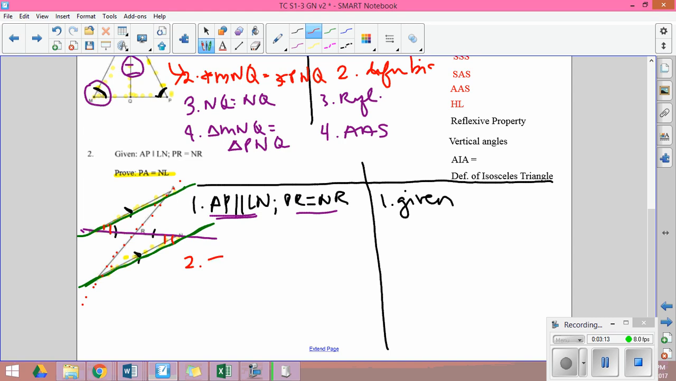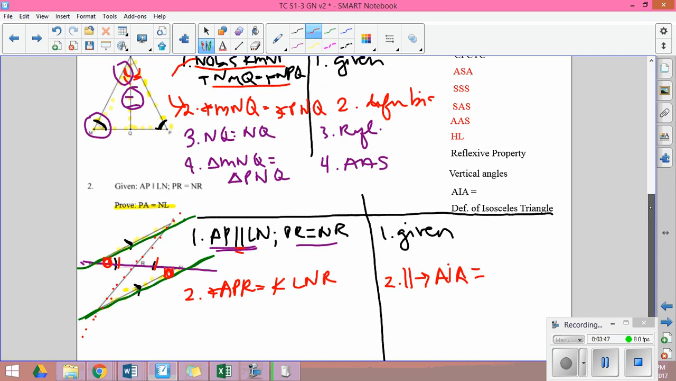I'm going to say that angle APR, that's this one, is equal to angle LNR, this one. And the reason I know that is I know parallel implies alternate interior angles are equal. So now I have one side here and here and one angle.